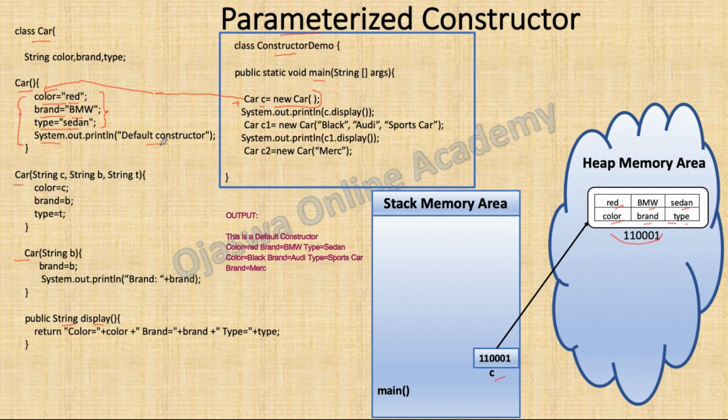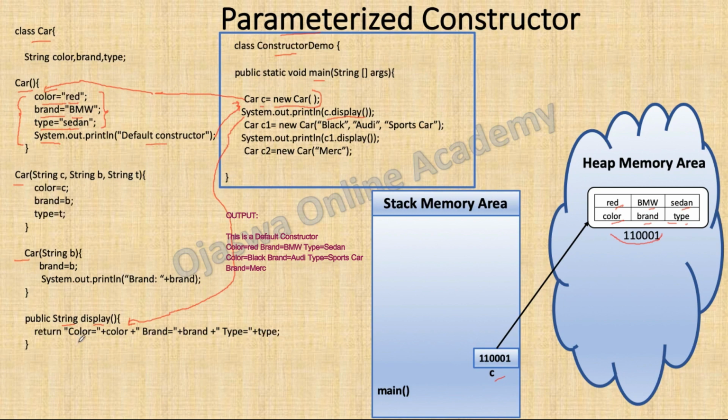System.out.println default constructor will be printed to the output screen. After the execution of the code, control comes back and the next line is executed. Next is System.out.println(c.display()). This is a call to the display method. The display method is a non-static method, hence we are calling it using an object. So from here, control of the execution will go to the display method and the code inside the display method will execute.